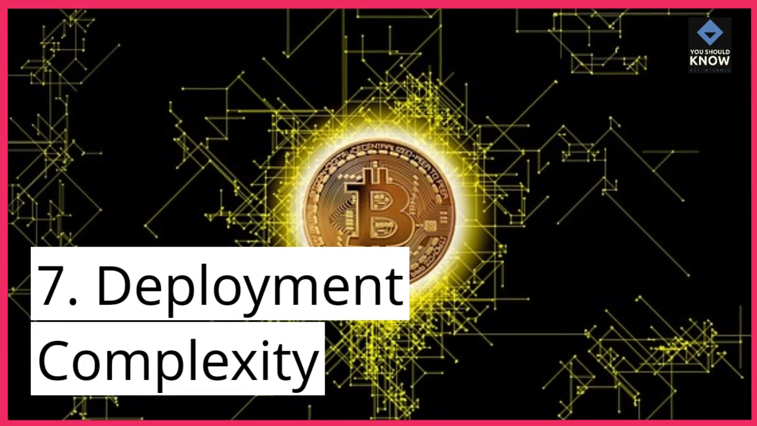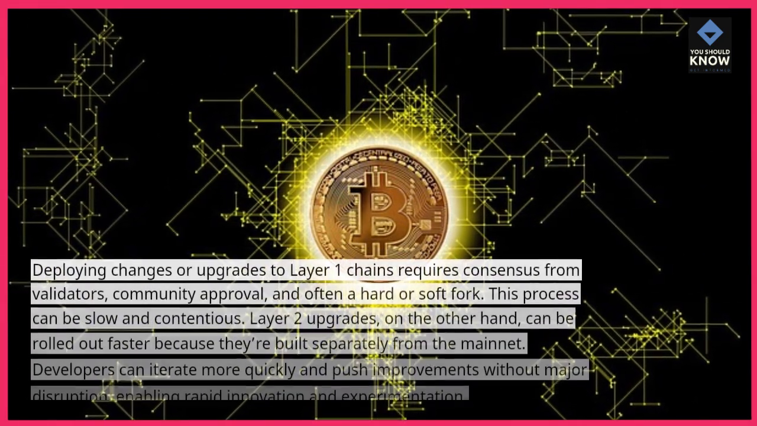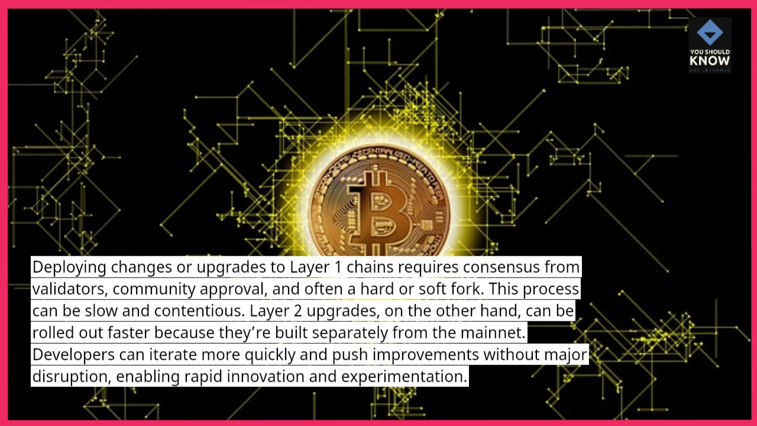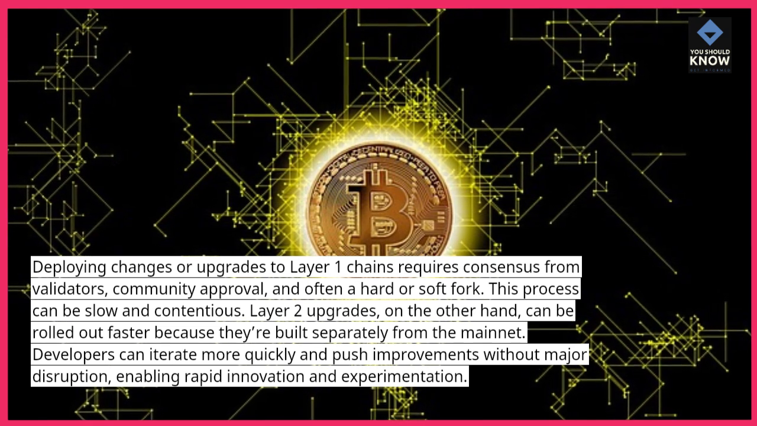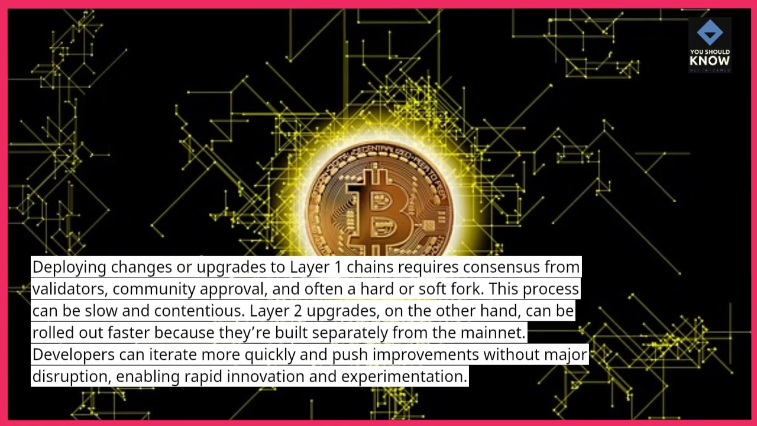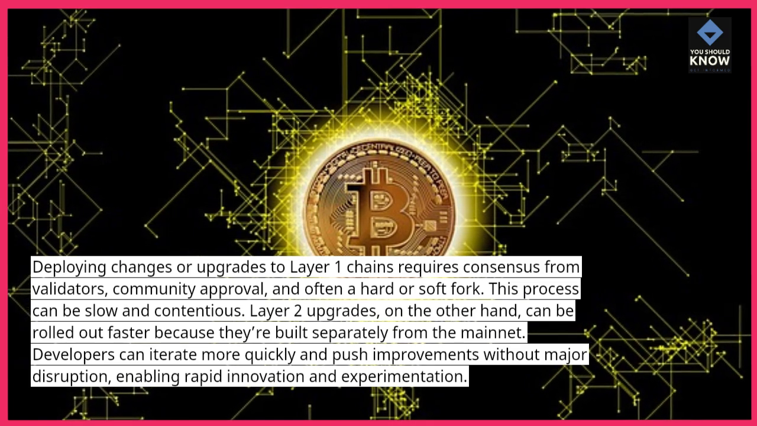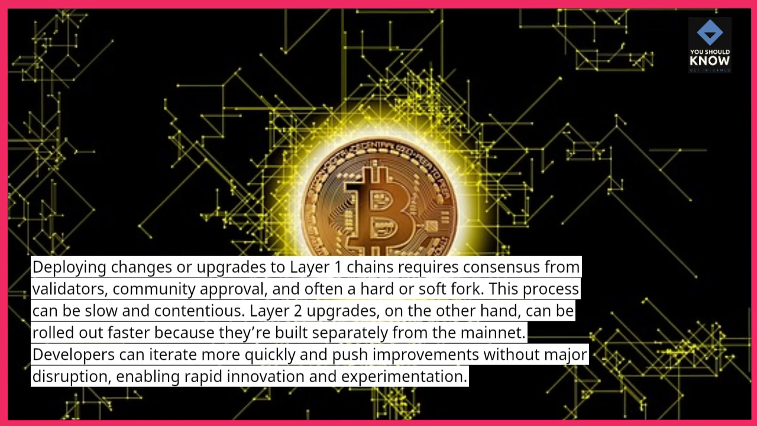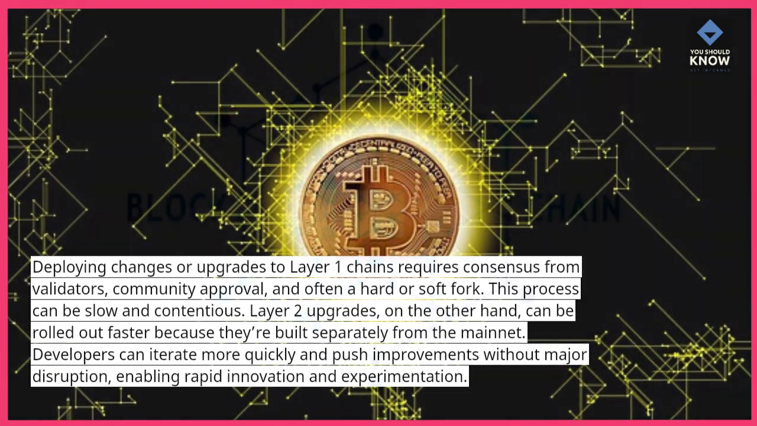7. Deployment complexity. Deploying changes or upgrades to Layer 1 chains requires consensus from validators, community approval, and often a hard or soft fork. This process can be slow and contentious. Layer 2 upgrades, on the other hand, can be rolled out faster because they're built separately from the mainnet. Developers can iterate more quickly and push improvements without major disruption, enabling rapid innovation and experimentation.